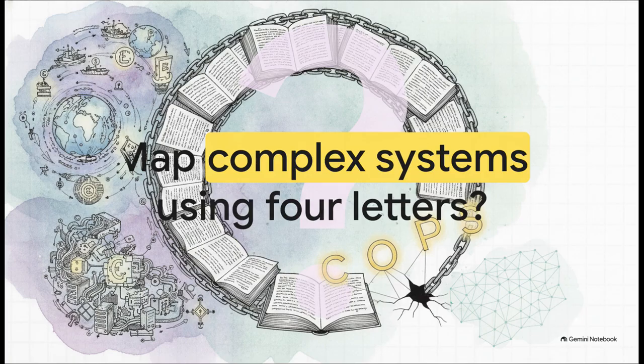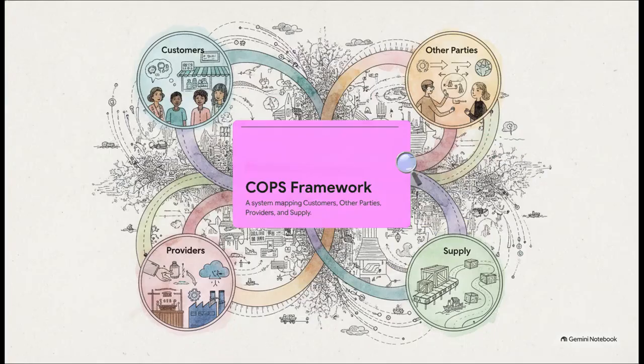Let's drop our defenses against all that heavy academic jargon for a second. What if I told you that literally any platform, any ecosystem, can be mapped out using just 4 letters? And those 4 letters: C, O, P, and S. The COPS framework. Let's just strip away the intimidation factor right up front, okay?